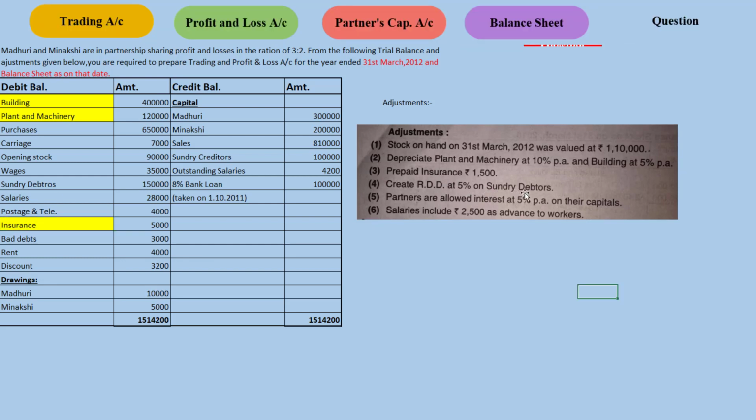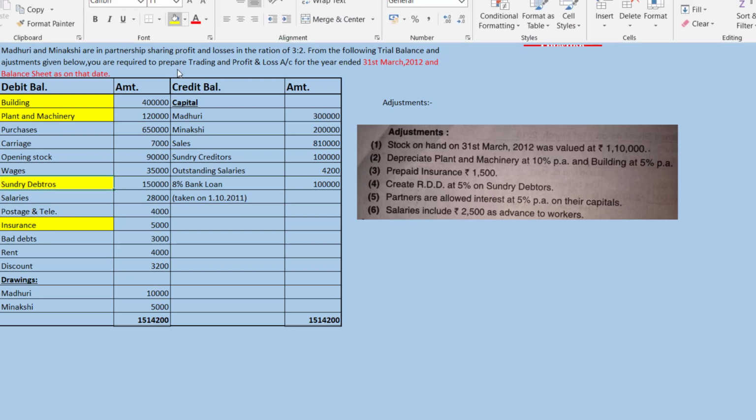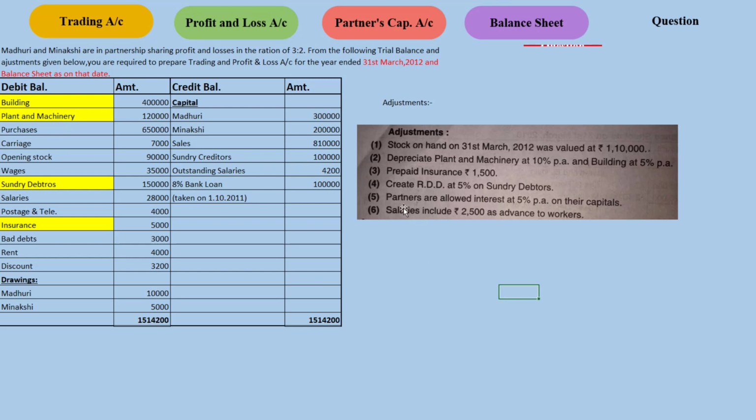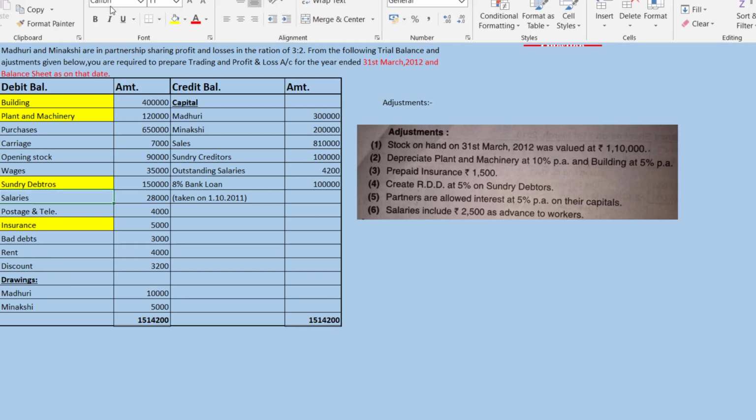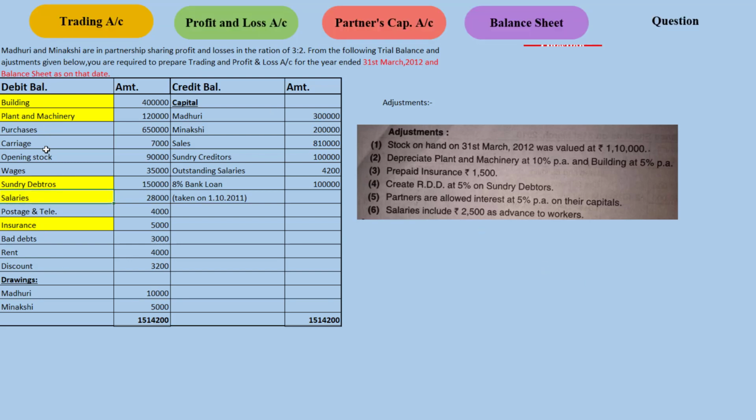Create RDD at 5% on sundry debtors. Again go to the debtors and put a tick. Partners are allowed interest at 5% per annum on their capital. No need to put any tick on capital. Salaries include 2,500 as advance to workers. Go to salaries, put a tick. After we post these items, we need to leave a line below this item. Now we will start posting.